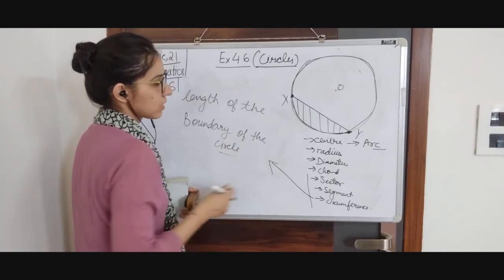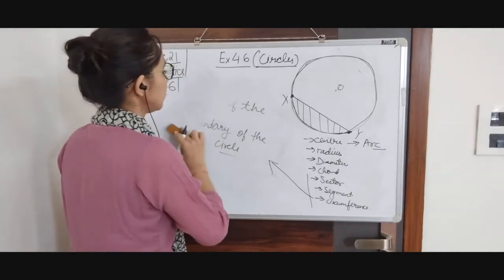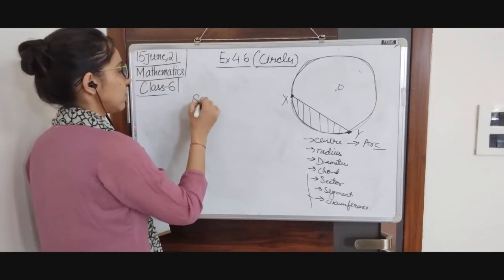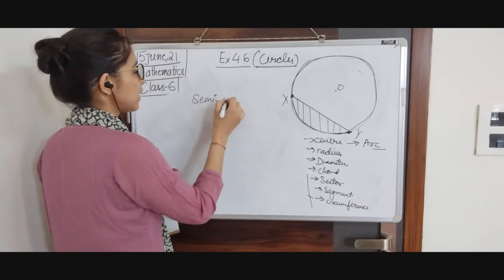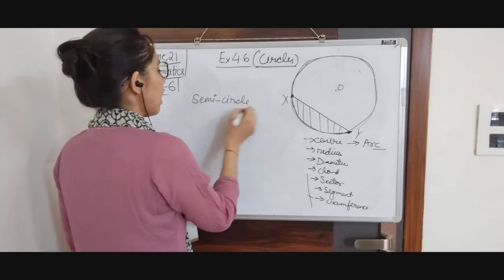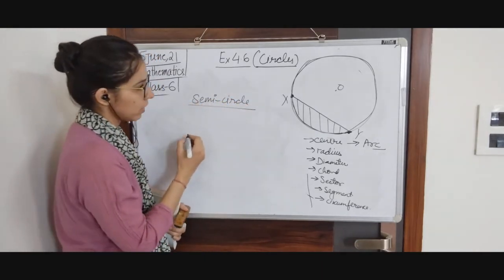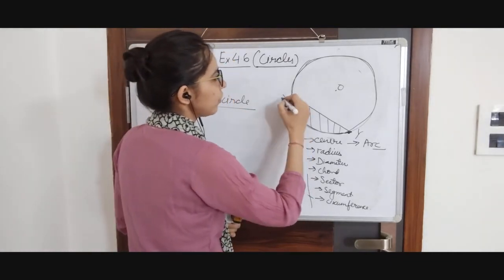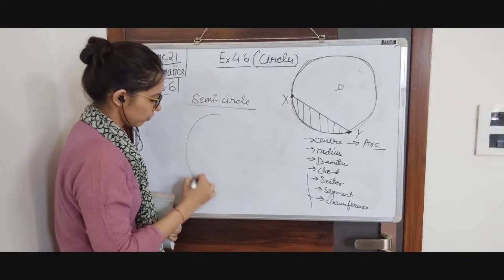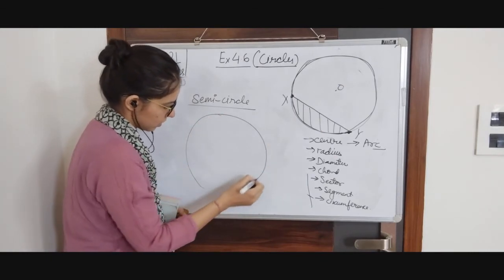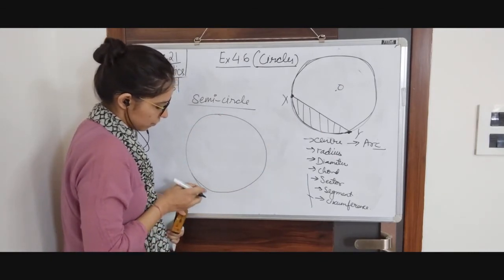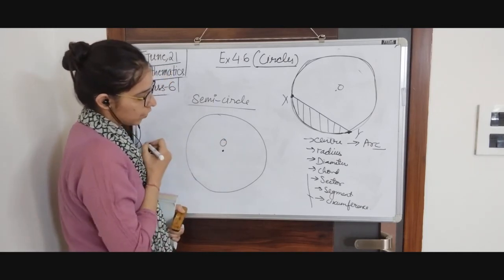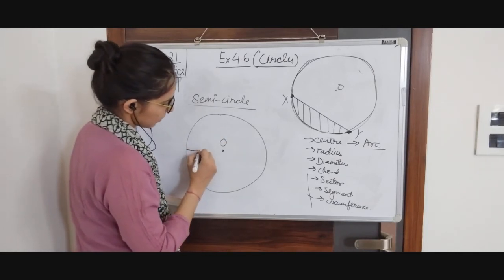This is your circumference. Next is our semicircle. By semicircle we mean half of the circle. Suppose this is your circle and we draw a diameter. I am going to draw another circle. This is your circle with center O, and I draw a diameter.